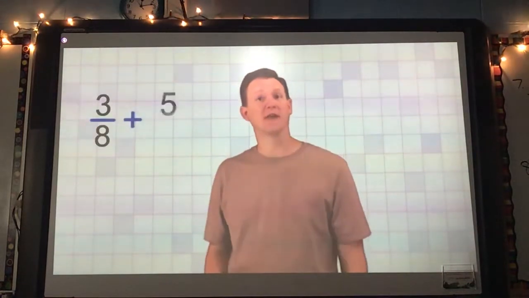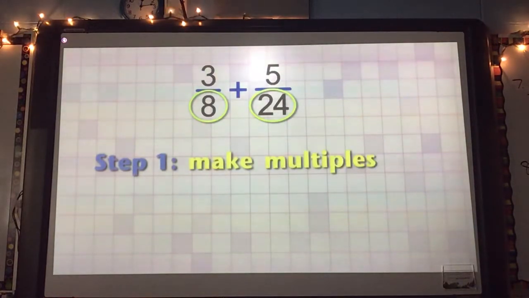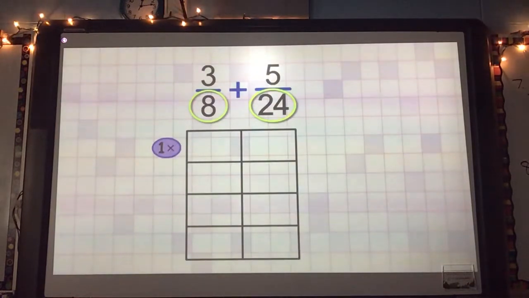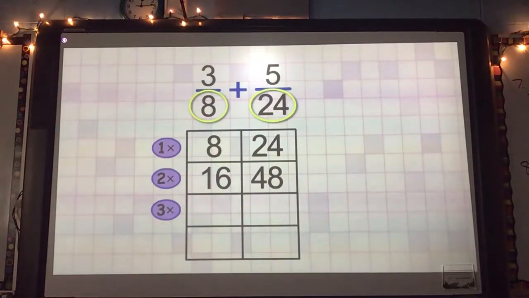Let's start with this problem. 3 over 8 plus 5 over 24. Step 1 is to take our 2 bottom numbers and make multiples of them to see if we can find a common multiple. First, let's multiply them both by 1. Well, that's easy. We have 8 and 24. Next, we multiply them both by 2, and that gives us 16 and 48. I still don't see anything in common, so let's multiply them both by 3. 3 times 8 is 24, and 3 times 24 is 72.